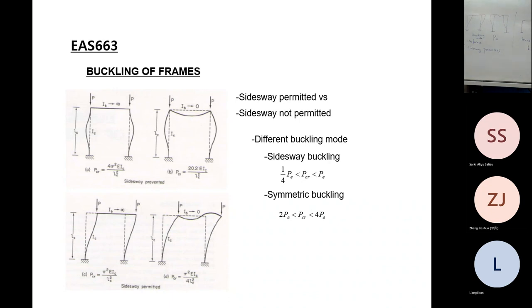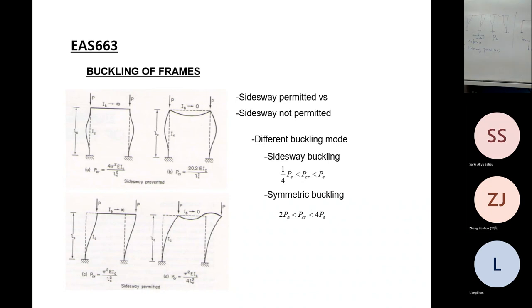So what is the actual value here? It depends on the EI, depends on the actual L, depends on the length of the beam. Depends on the EI of the column, depends on the EI of the beam, and also depends on whether this column is very long and this beam is very short, or this column is short and this beam is very long. It depends on that. But it will stay within that range for this fixed frame. Okay.